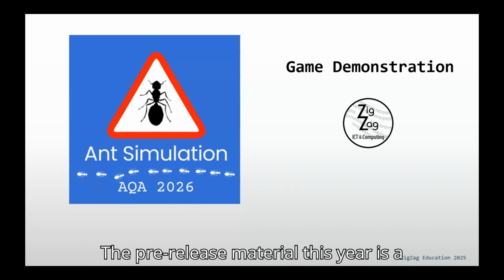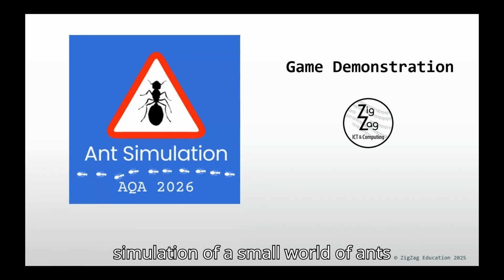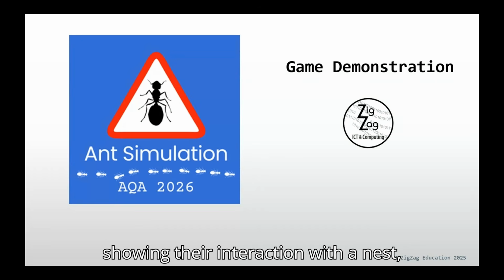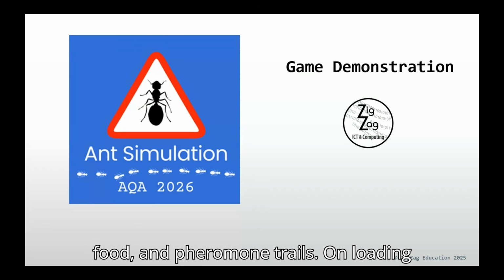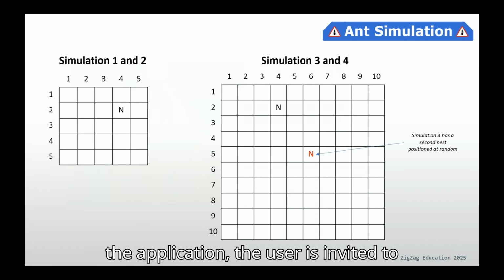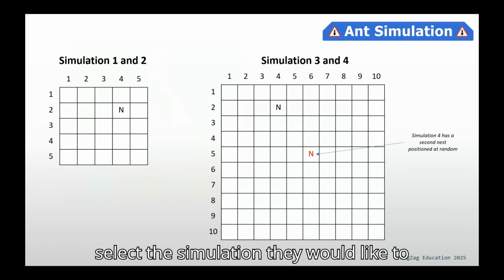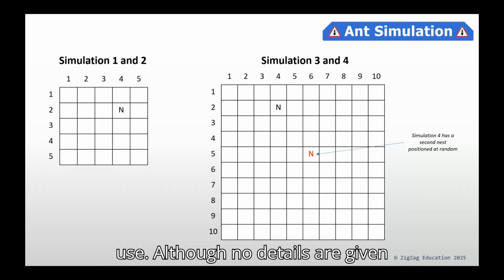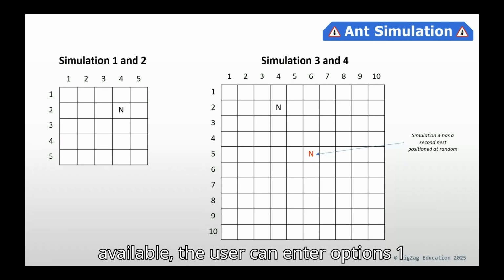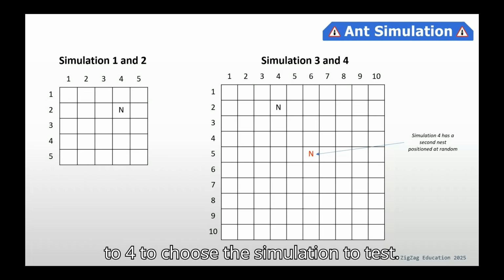The pre-release material this year is a simulation of a small world of ants showing their interaction with a nest, food, and pheromone trails. On loading the application, the user is invited to select the simulation they would like to use. Although no details are given about the different simulations available, the user can enter options 1 to 4 to choose the simulation to test.